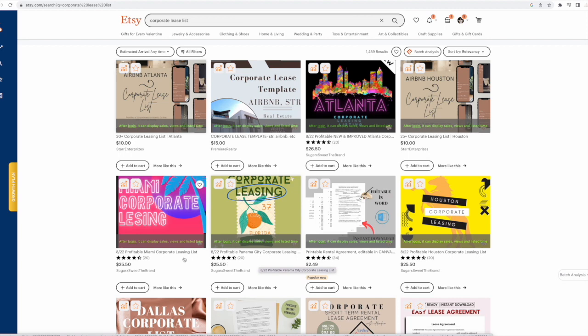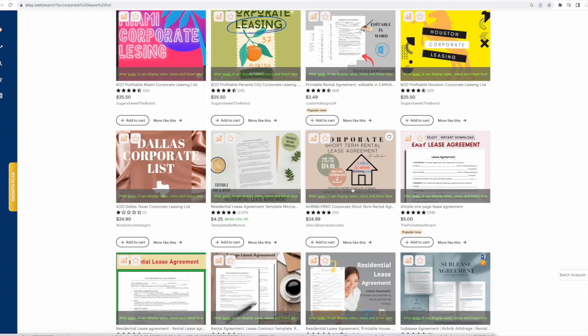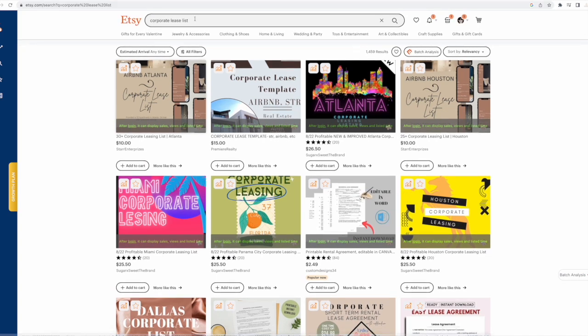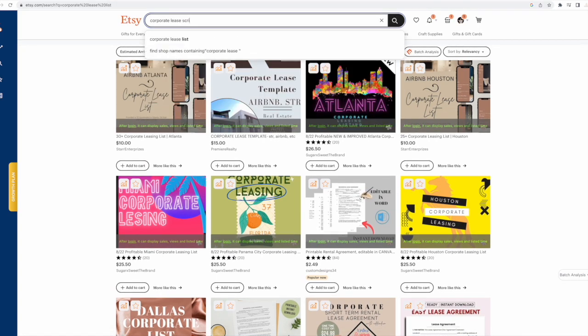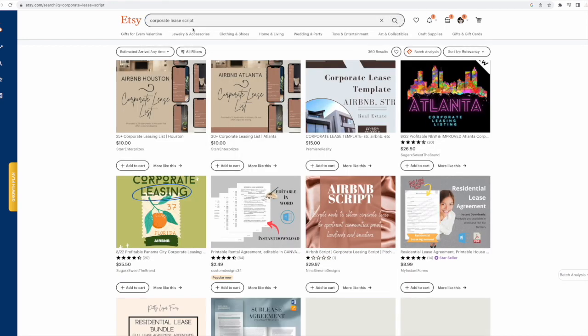Houston corporate leasing for $25. You can see the rating. So people are buying it. Here's Panama City, new and approved, Atlanta. Honestly, y'all, I knew this was being sold, but hey, and I believe you also might be able to find a corporate lease script on here. Let me see.